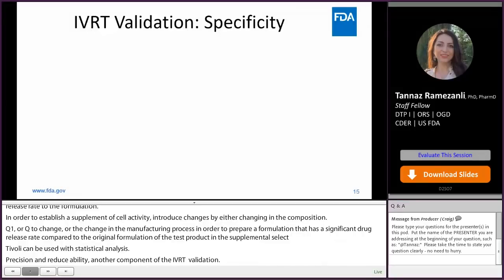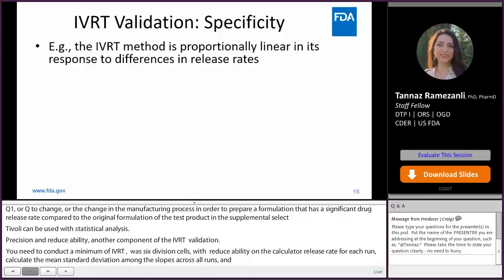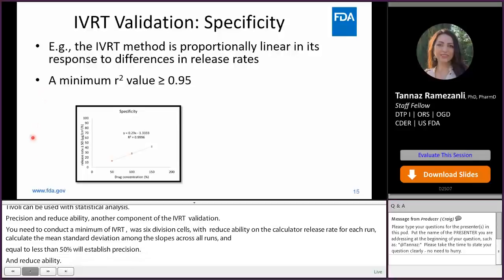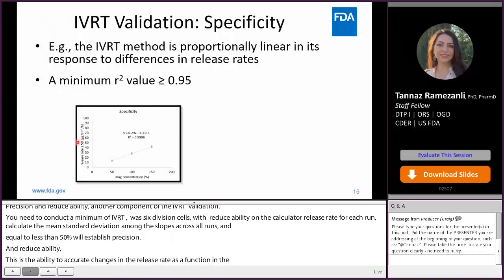IVRT specificity is the ability to accurately monitor the proportionality of changes in the release rate as a function of drug concentration in the formulation, and can be illustrated by plotting the linear relationship of the release rate versus the nominal strength. To be considered suitably specific, an IVRT method should be proportionally linear in response to the difference in the release rate, and the acceptable linearity R-square value is more than or equal to 0.95.